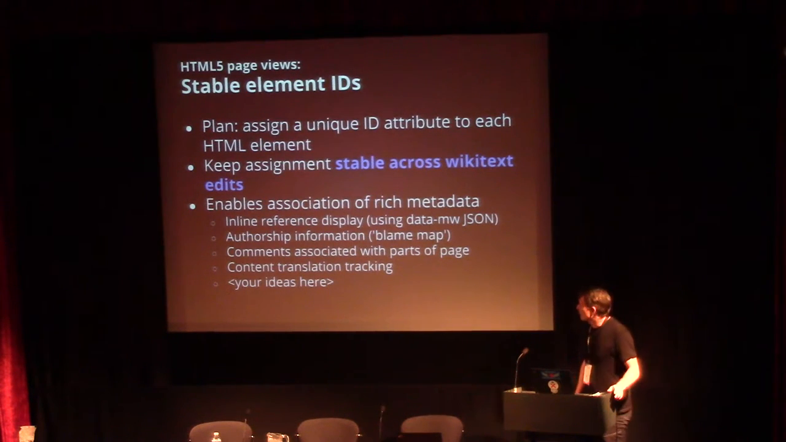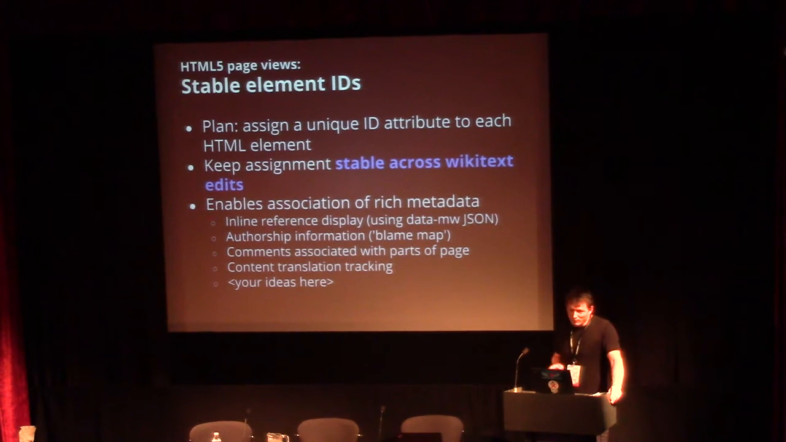Another very interesting thing is stable element IDs. The idea is basically to assign an ID to each HTML element. And the tricky bit is to keep this ID stable across Wikitext edits. So that basically allows you to preserve information that cannot be directly represented in Wikitext across these edits. Once we have that, which is not currently done, and it's very researchy actually, it will enable a lot of extra metadata, so you can key on this ID and then associate extra stuff with it.